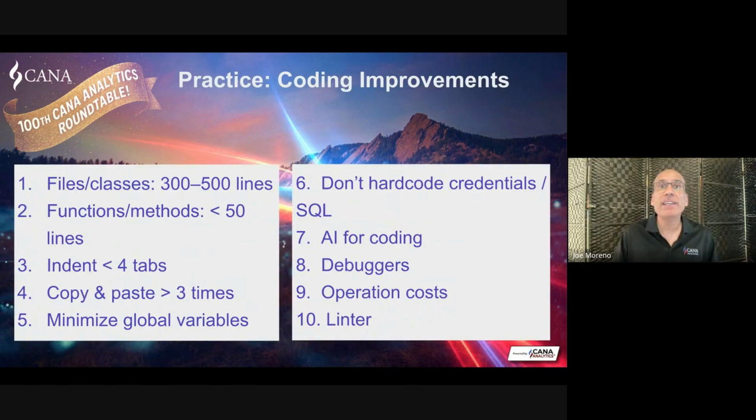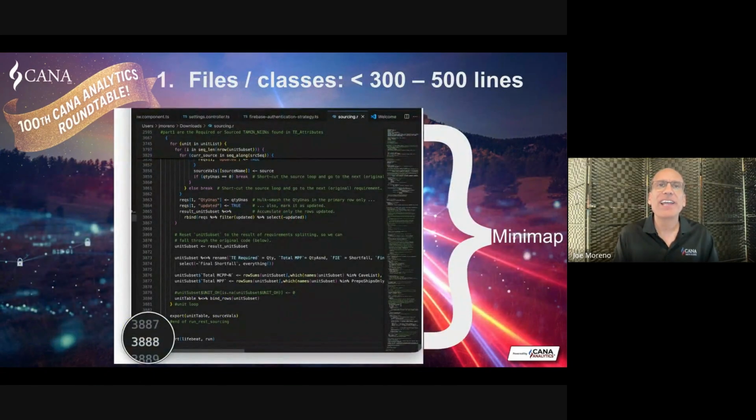I'm going to go through 10 tips for improving your code. I'll go through them real quick. Most of these you can do right now moving forward. Some might require a tool or outside help. So for starters, when you have a file with computer code, try to keep it less than 300 to 500 lines of code.